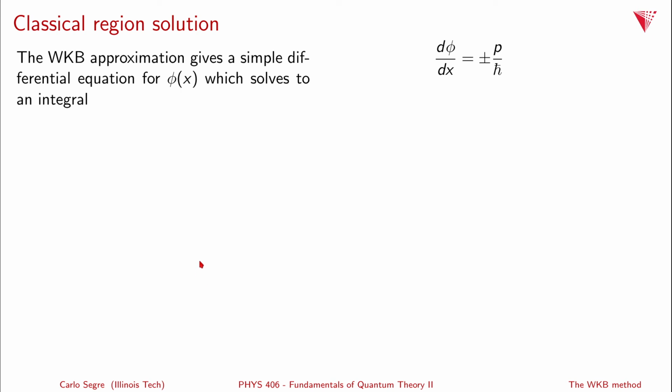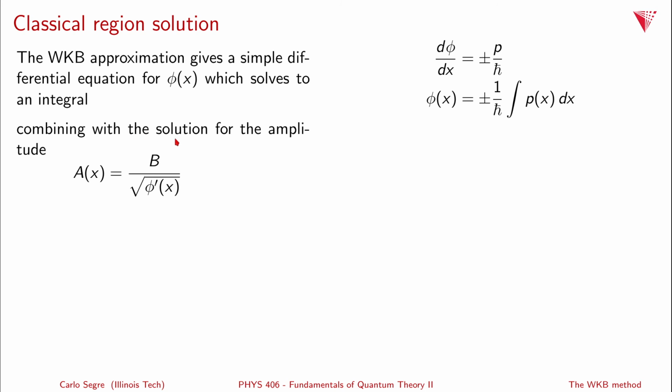So the WKB approximation gives you a simple differential equation for phi of x, which solves by integration. So phi of x, you just integrate this equation, you get phi of x is equal to plus or minus 1 over h bar times the integral of p of x dx. And now we've explicitly put back the x dependence of p because it depends on V of x.